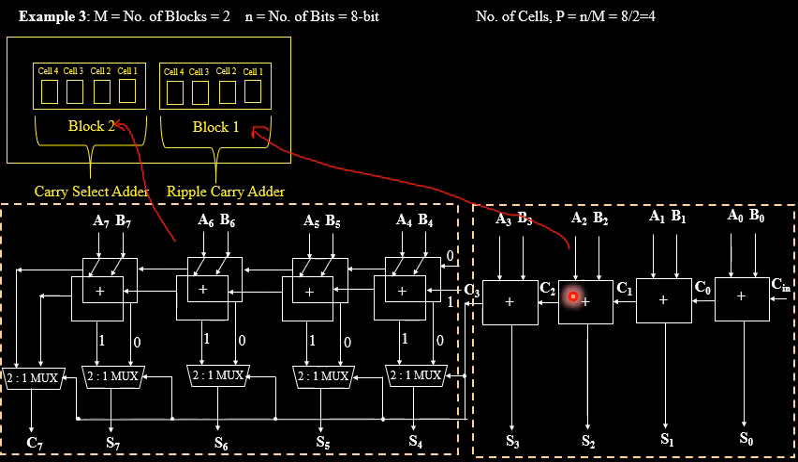In this particular example, this representation of dotted block represents block 1, and the left side represents block 2. So if you see here, the first block is always reserved for ripple carry adder. First block is reserved for ripple carry adder, 4 cells, which means 4 bits. So for 4 bits, A0, B0 till A3, B3, it is a normal ripple carry adder cell, provided the main input is carry input Cin, generates S0, C0.